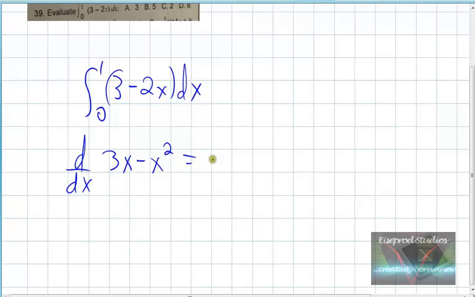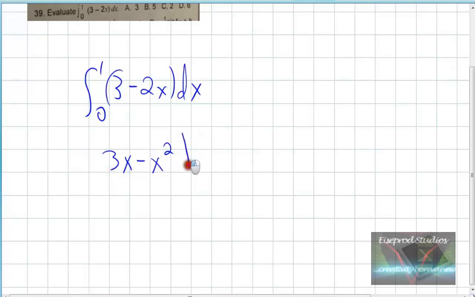Well, the derivative of 3x is just 3, and the derivative of x squared is 2x. So that's how we know that this is the antiderivative. And those always become easier with practice. So I strongly suggest that you practice antiderivatives, even if they are hard for you, because they become much easier.